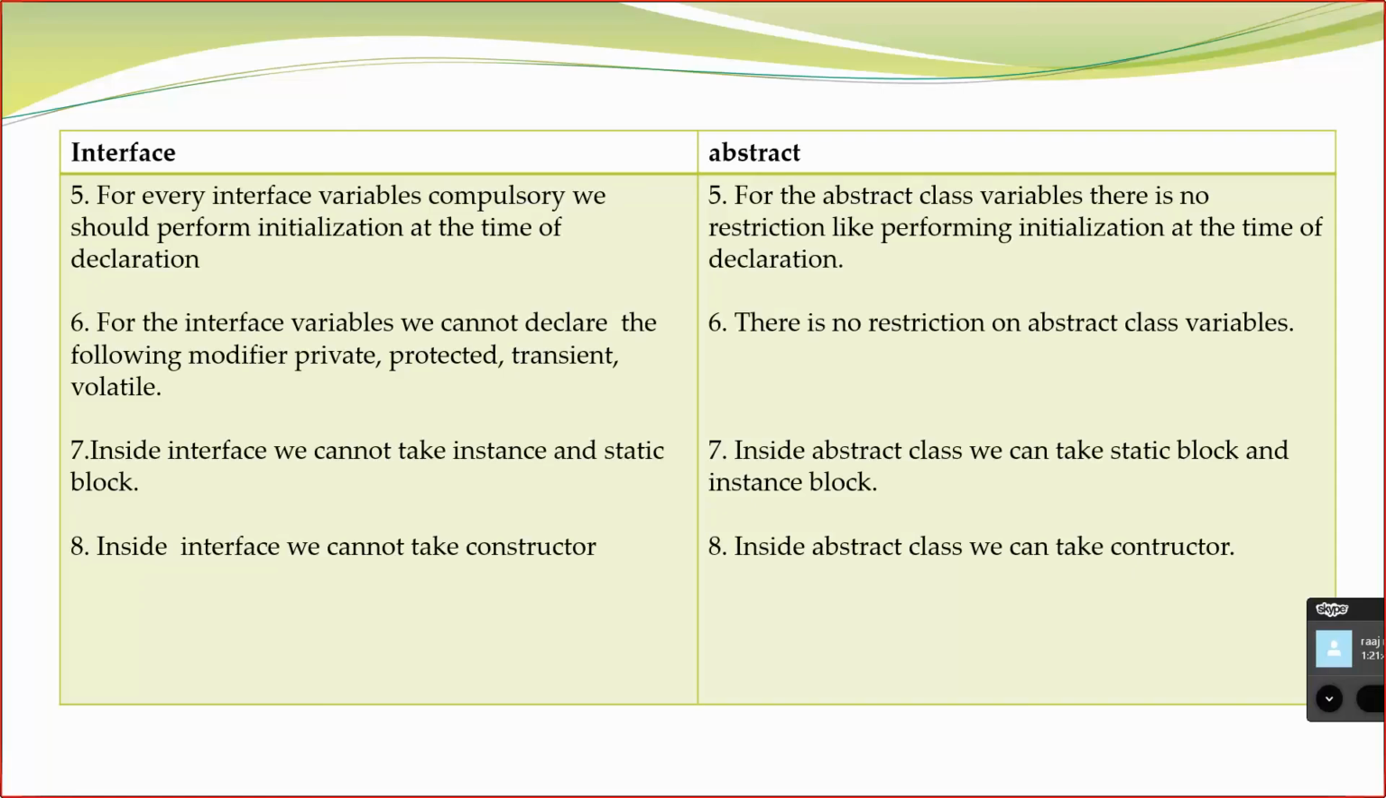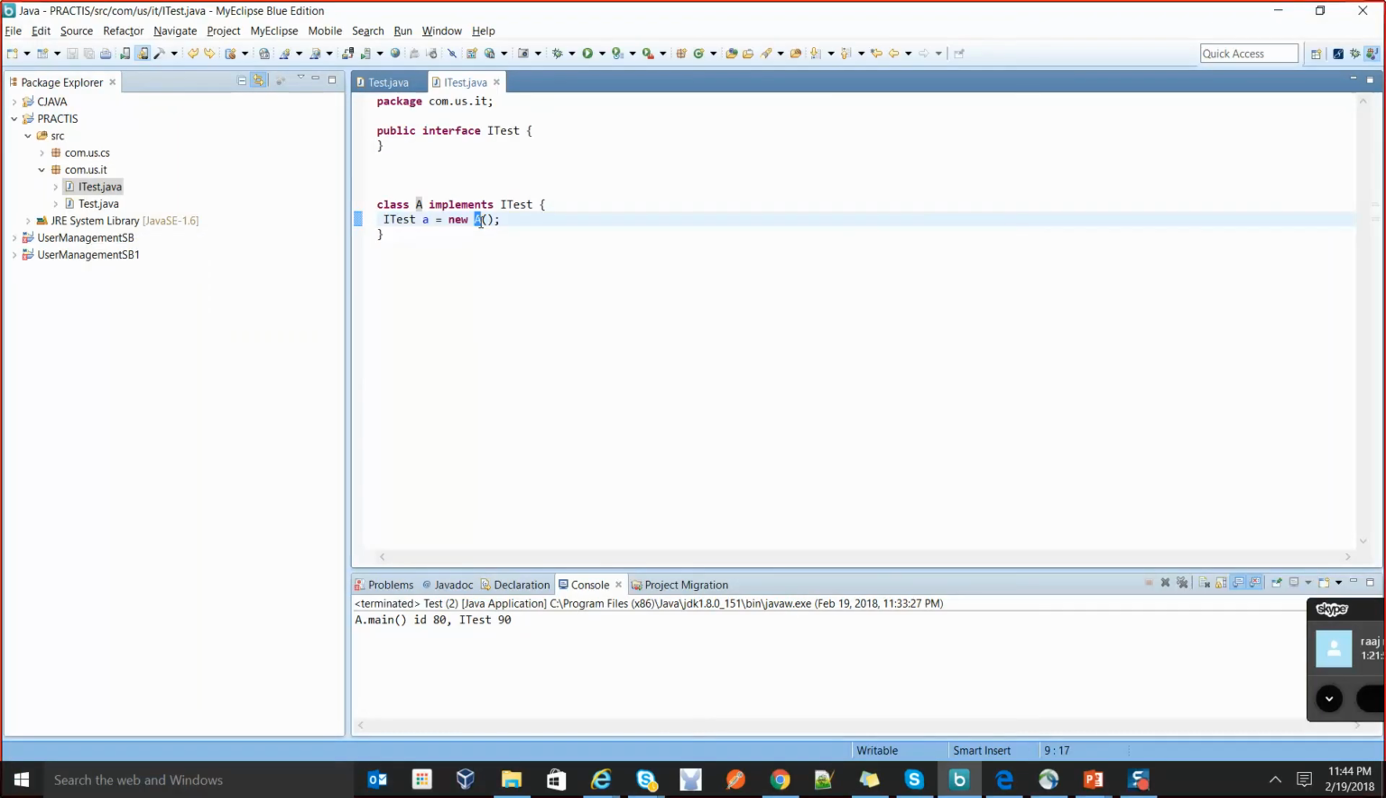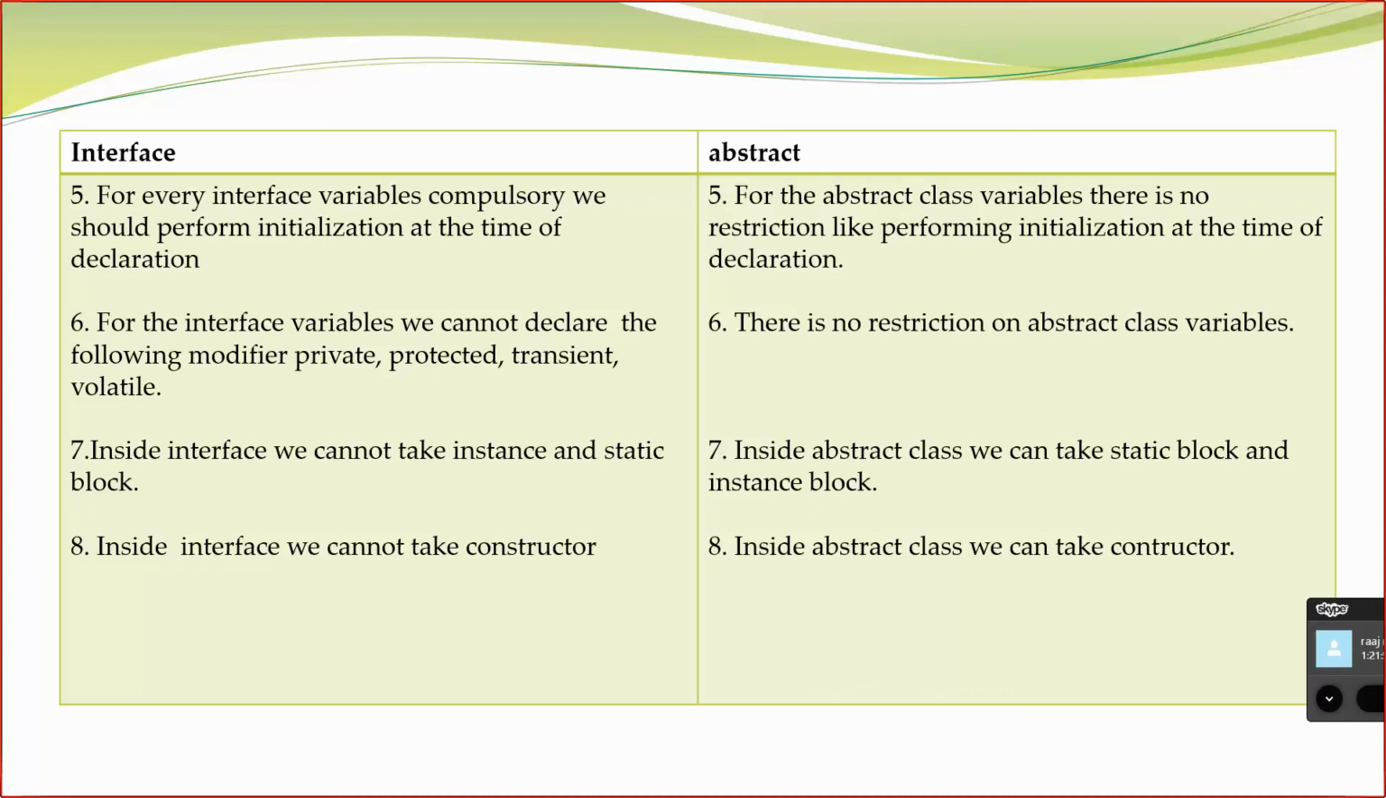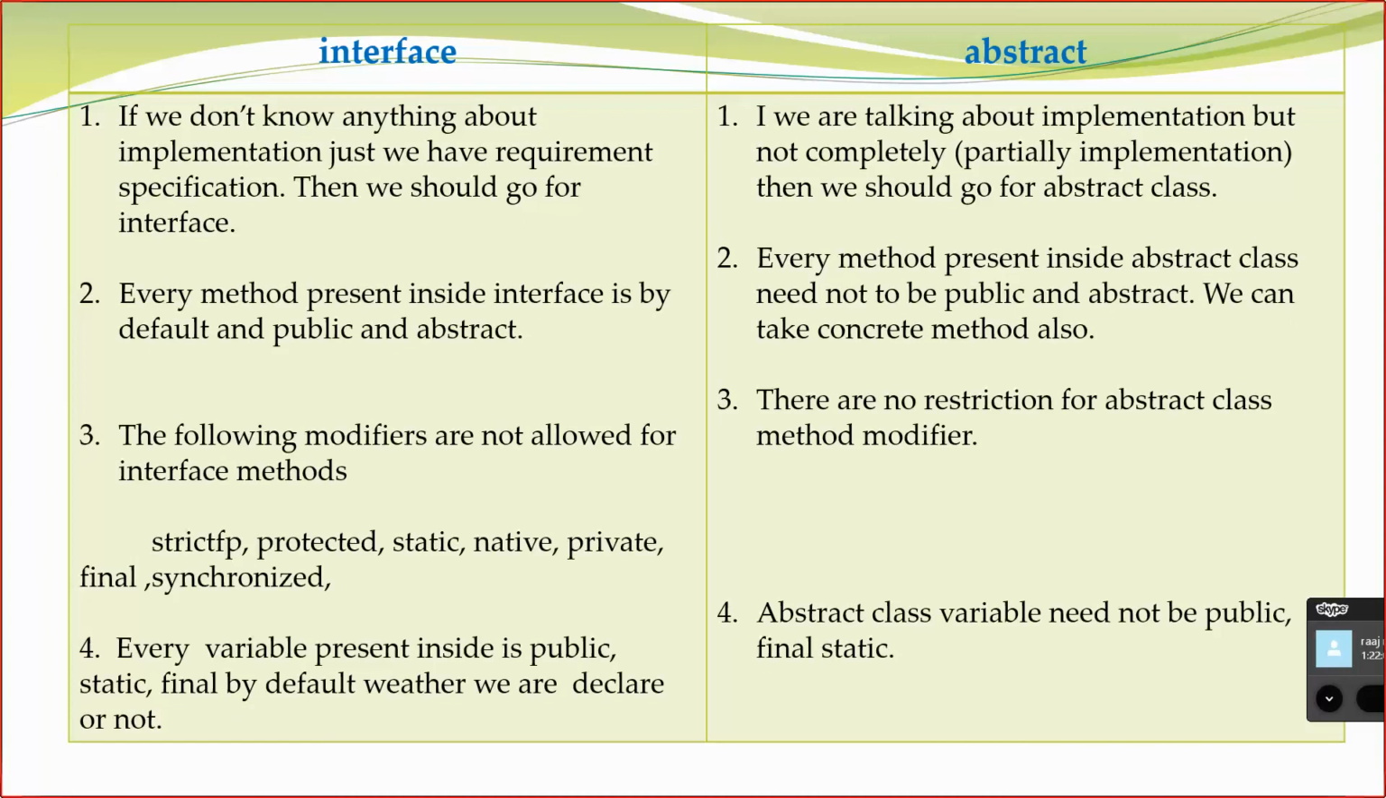Clear? The first point I didn't get. Which one? The first point in the differences between interface and abstract class, the first slide. What I'm trying to say is, a specification means we know the exact requirement. Say I'm going for vehicles, but vehicles is not completely clear, right? Vehicles will cover car, bike, heavy vehicles, everything. So if you're going for vehicles, I'll go for an abstract class.